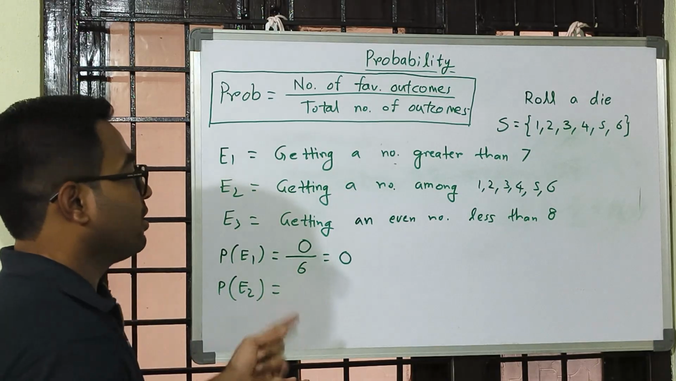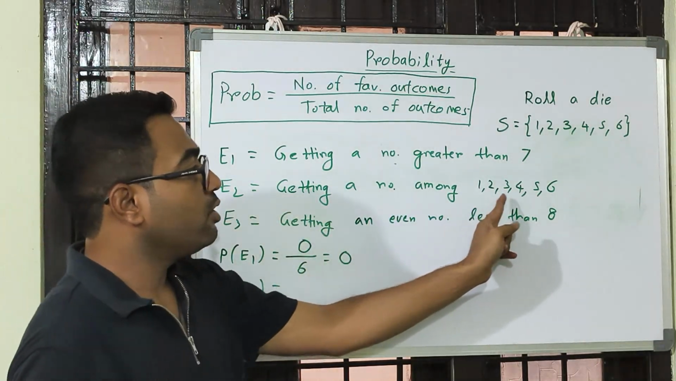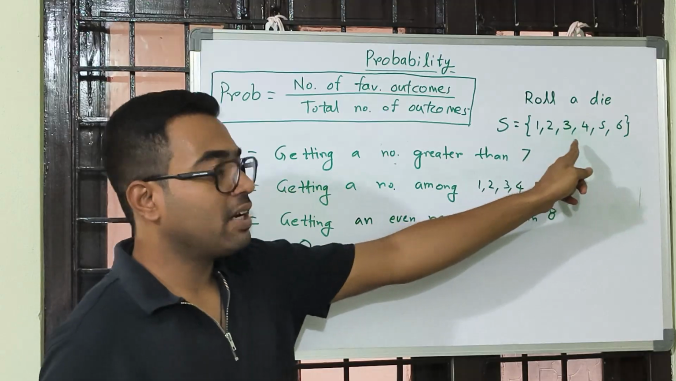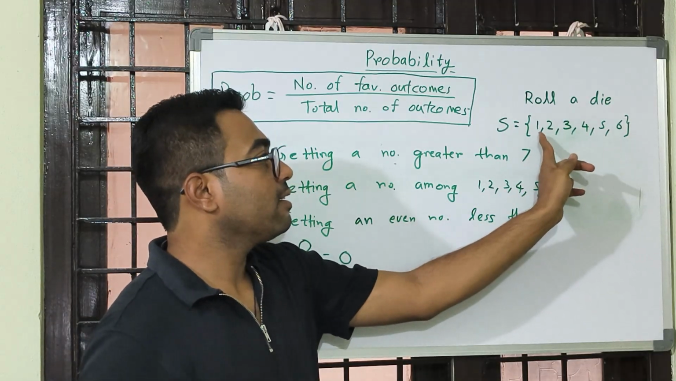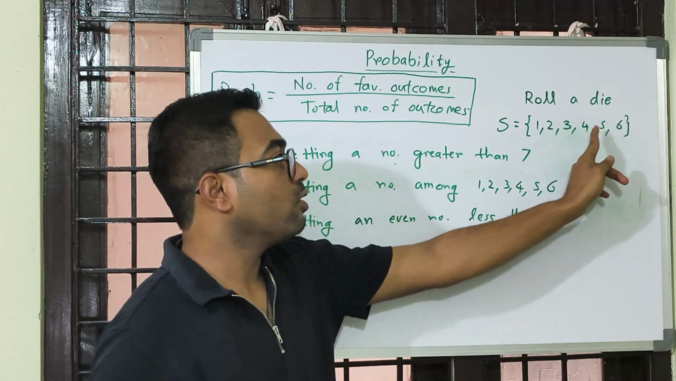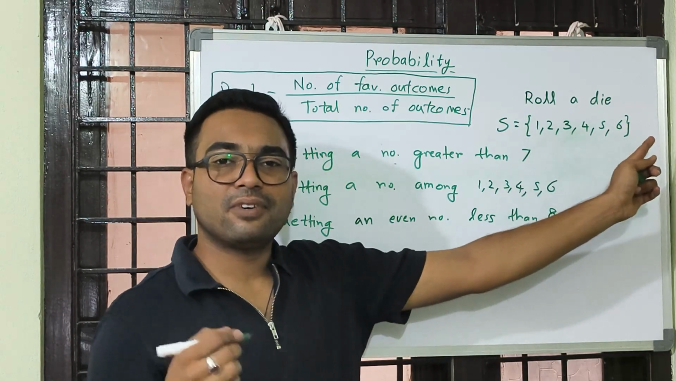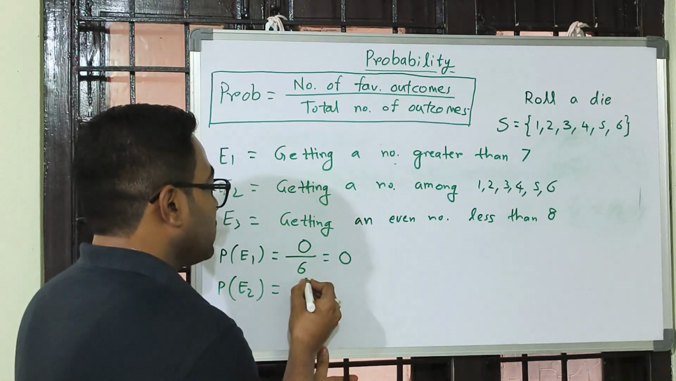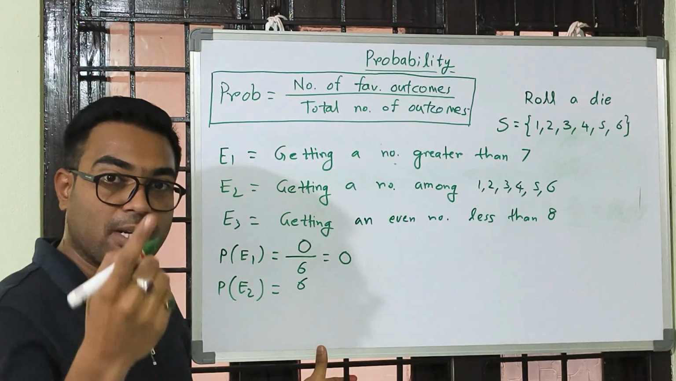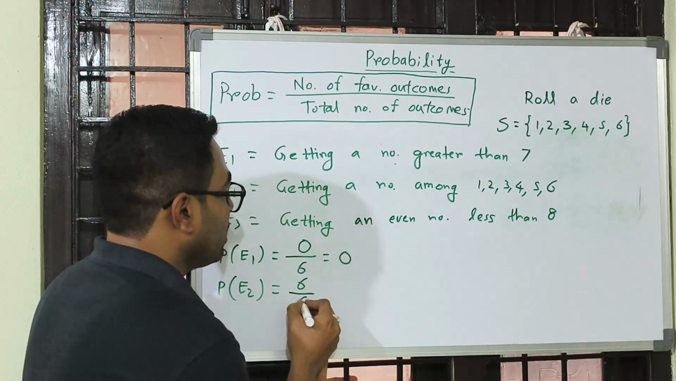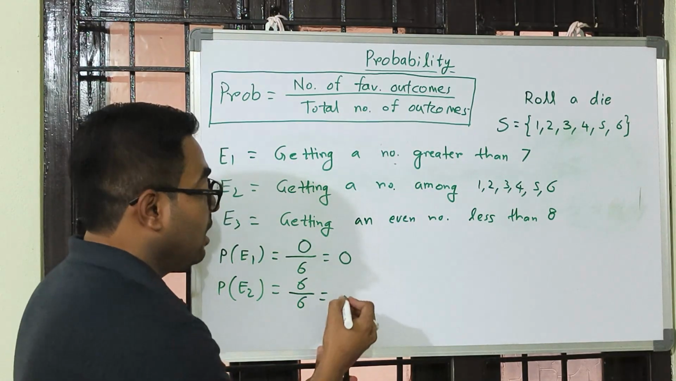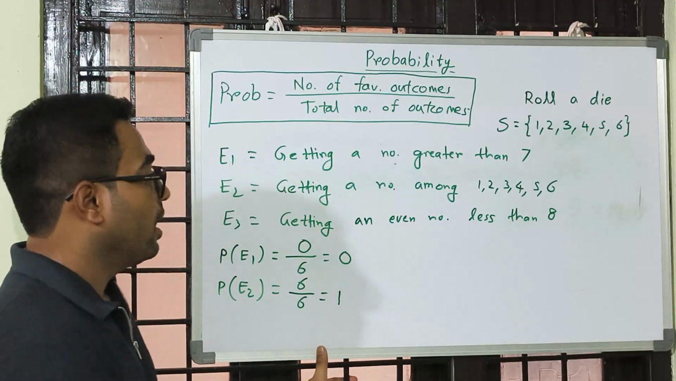Probability of second event. So getting a number among 1 to 6. So how many favorable outcomes are there? I can get 1, 2, 3, 4, 5 or 6. Any number is fine. So there are 6 favorable outcomes and there are total number of 6 outcomes. So the probability will be 6 by 6, which is 1.